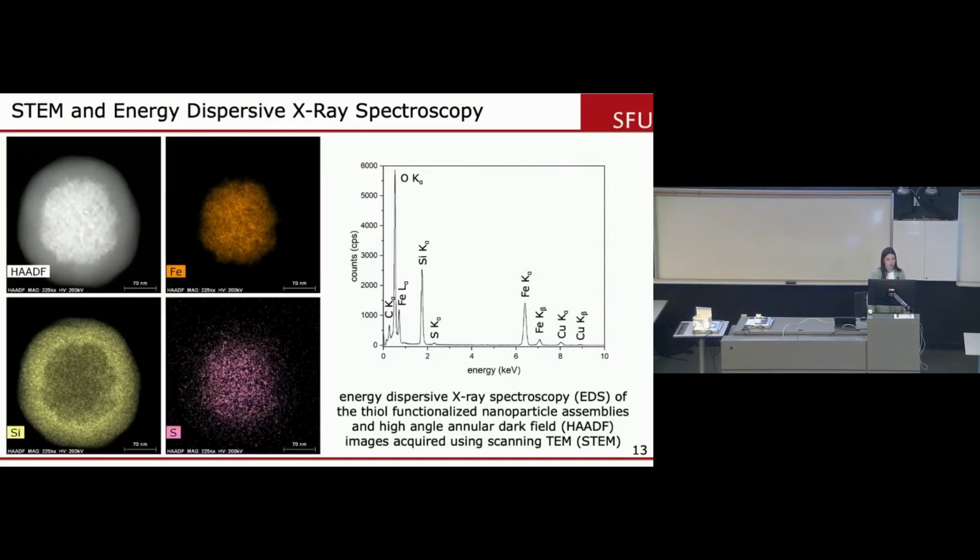And just to give you a visual demonstration of what these particles look like under electron microscopy, some STEM imaging was done, and you can see that the iron is in the core, the silica layer is on the exterior, and then the sulfur from those thiol-terminated groups is dispersed pretty nicely around. And we can also see representative peaks in the energy dispersive X-ray spectroscopy as well that match what we were expecting.